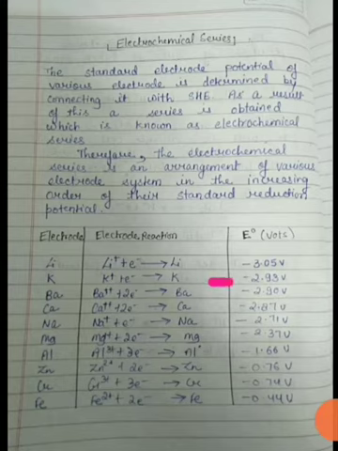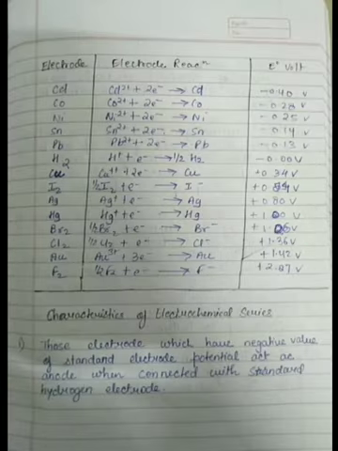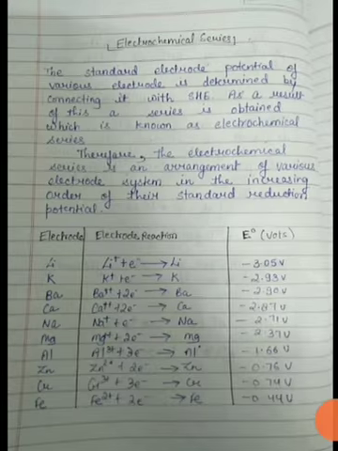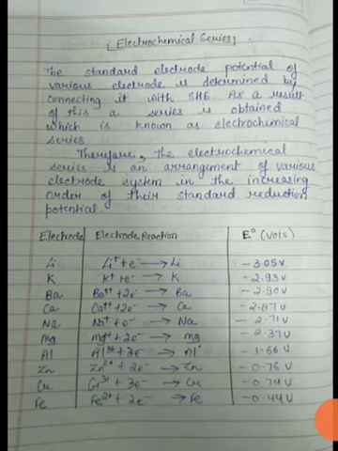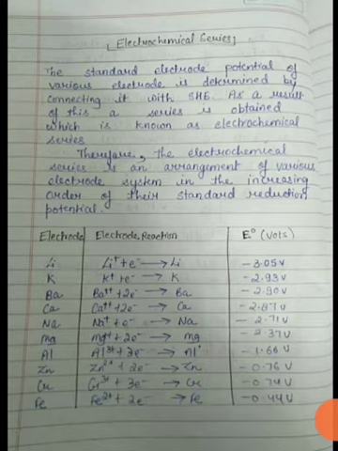The first is that a negative sign indicates that they act as anode when connected to the standard hydrogen electrode. Then a positive sign indicates that they act as cathode when connected to the standard hydrogen electrode. Then the reducing power decreases from top to bottom. So we assume that lithium is the most powerful reducing agent, and fluorine is a poor reducing agent. Then we have seen the oxidizing power.